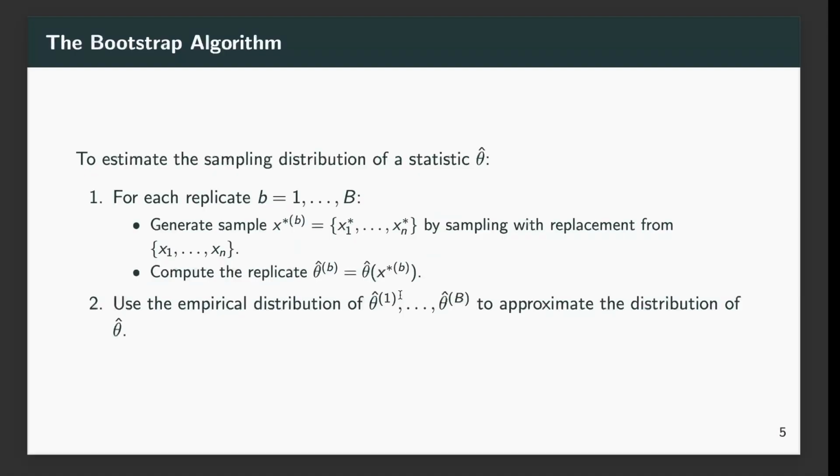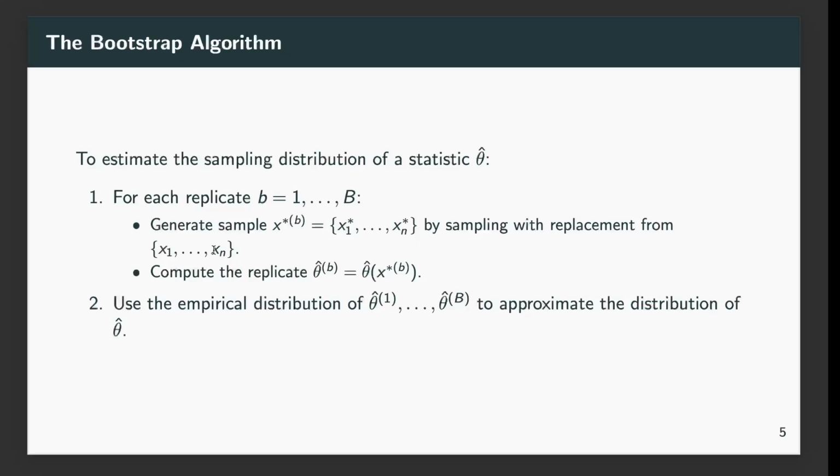Now, what is the algorithm of this bootstrap? The goal is to estimate the sampling distribution of a certain statistic theta hat. The first step is, for each replicate b from 1 to capital B, where B is the number of bootstrap replicates that we want, we do two things. The first is to generate a bootstrap sample x star of b, written as x star 1 until x star n, which is sampled with replacement from our original sample x1 until xn.